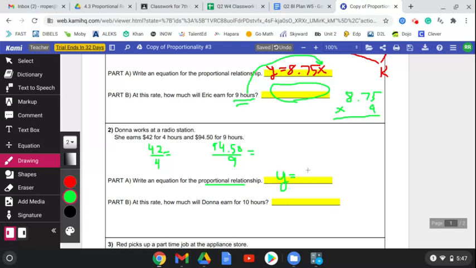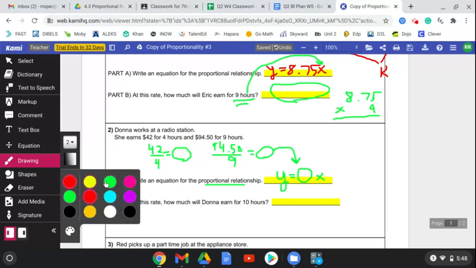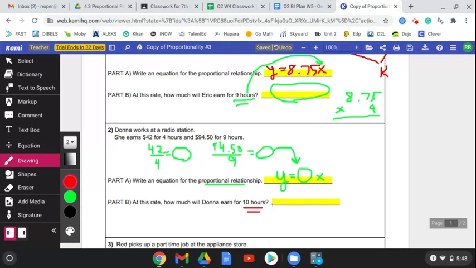Y equals K X. K will be whatever this is, right? So figure out your rate and put it in there. Okay, once you have your equation, then if you want to figure out how much she will earn in 10 hours, then you're going to take how much she earns in 1 hour and multiply that by 10.